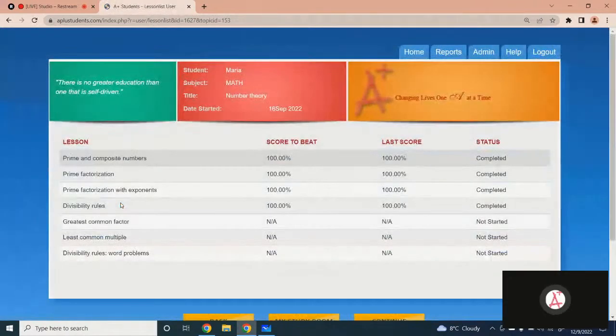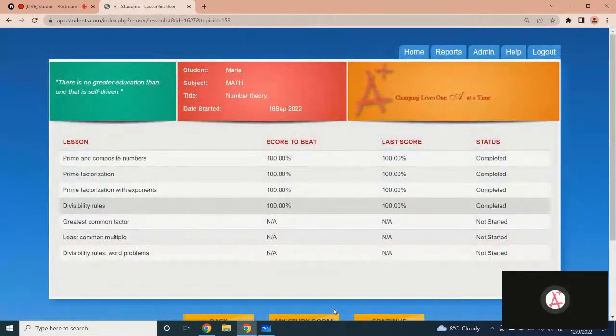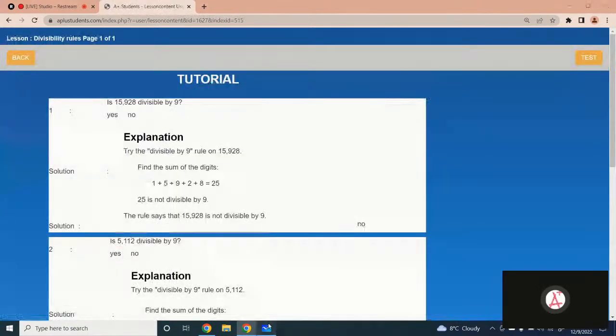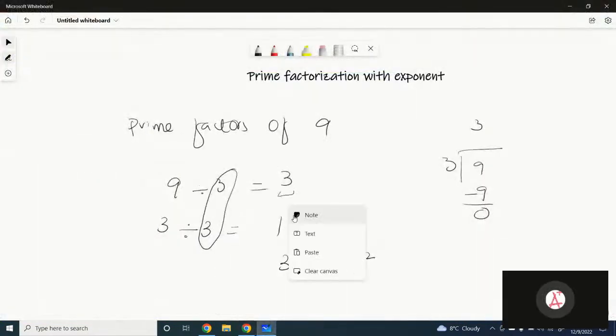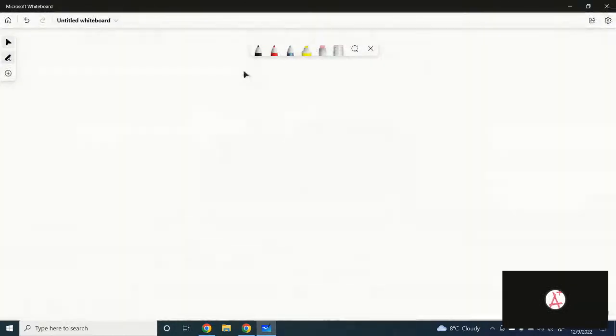The next topic is divisibility rules. Let's start with the next topic, that is divisibility rules. So basically, what are the divisibility rules? What do you know about the divisibility rules? Okay, you can check if a number is divisible by another number without dividing. Got it? You just have to apply some rules.